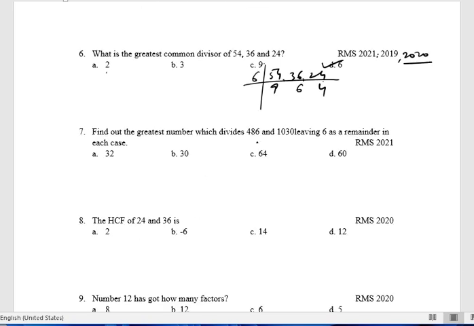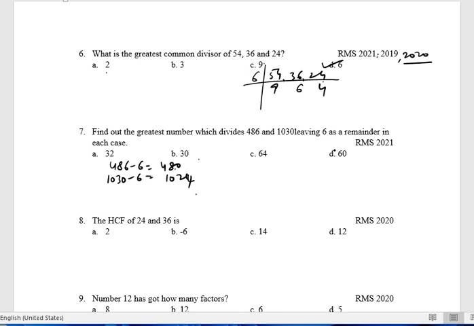Find the greatest number which divides 486 and 1030 by leaving 6 as a remainder in each case. It means it is leaving remainder. So the numbers actually are what numbers? 486 minus 6 is 480 and the second number is 1030 minus 6 is what? 1024. So we have to find out the HCF of these two numbers.